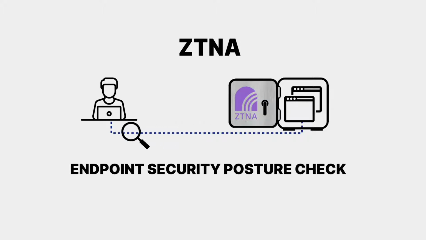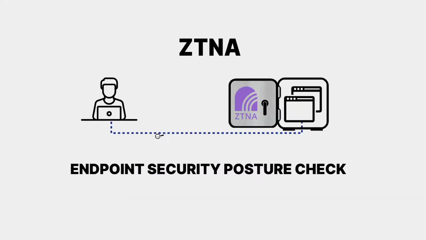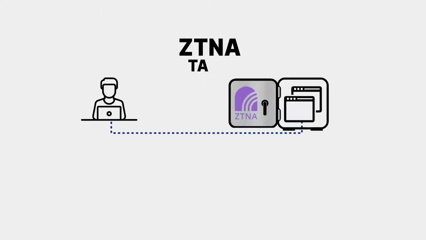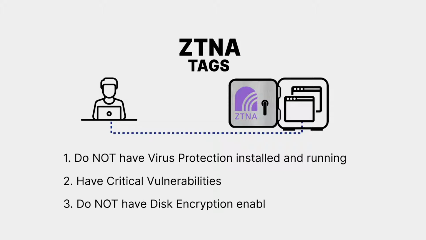This data is selected by using ZTNA tags generated from tagging rules on the FortiClient EMS. In this example, we're going to create 3 tags that block access for endpoints that do not have virus software protection installed and running, have critical vulnerabilities, and do not have disk encryption enabled.